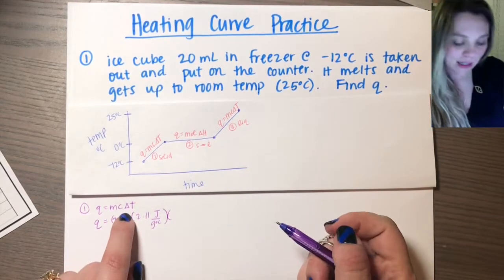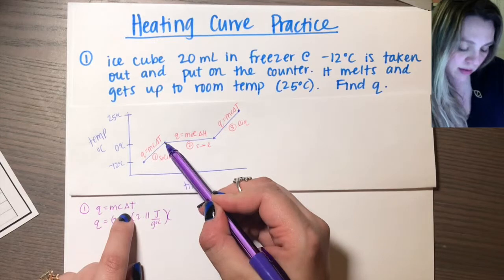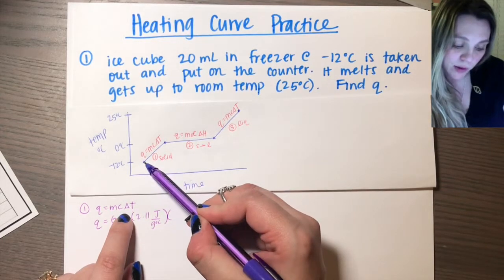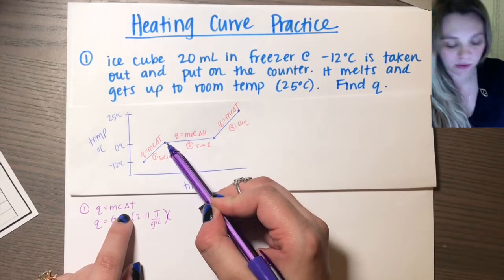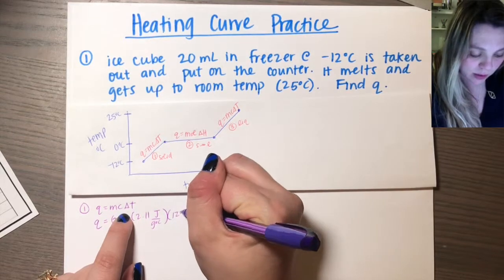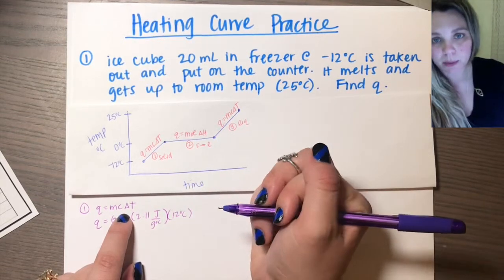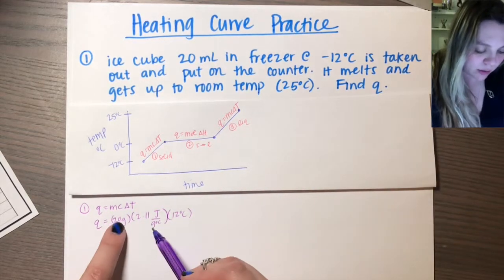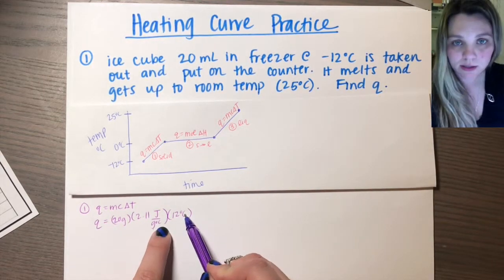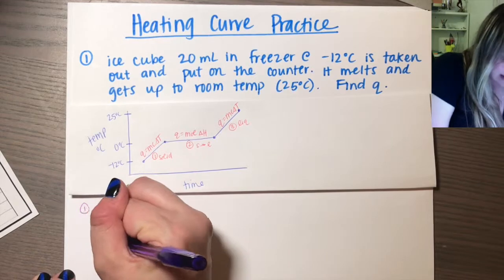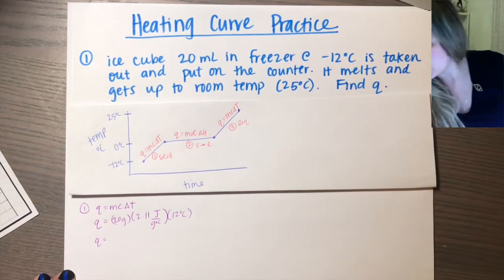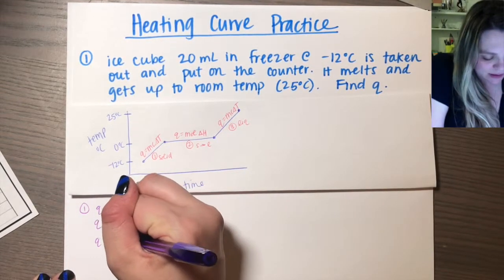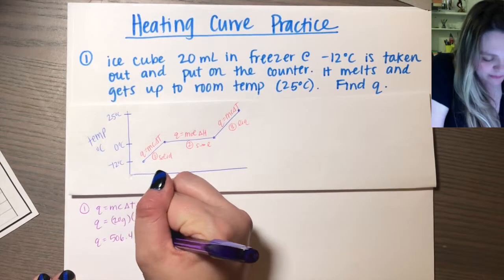And my delta T just of part 1, I'm going from -12 up to 0. So I changed my temperature a positive 12 degrees. I multiply these things together. Grams cancel out. Degrees Celsius cancels out. And I get an answer of 506.4 joules.